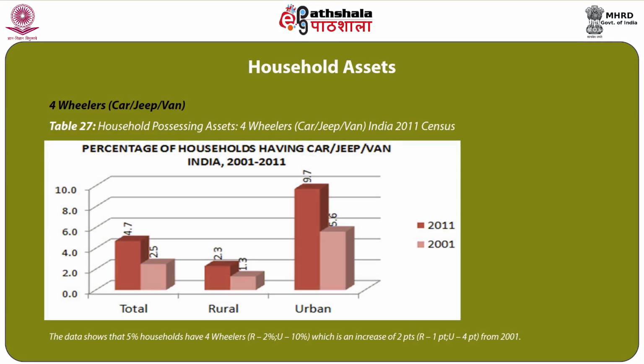Four-wheelers. Table 27, households possessing assets, four-wheelers, car, jeep or van. The data is represented graphically here. The data shows that 5% households have four-wheelers, in rural 2%, in urban 10%, which is an increase of 2 points, rural 1 point and urban 4 points from 2001.